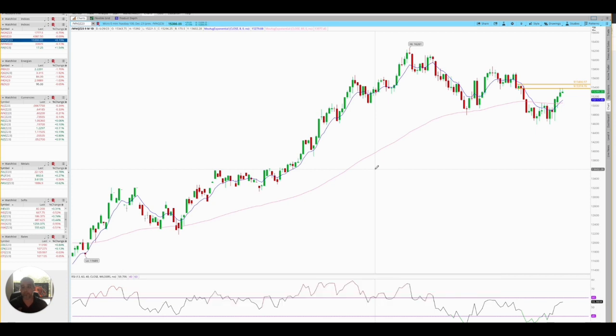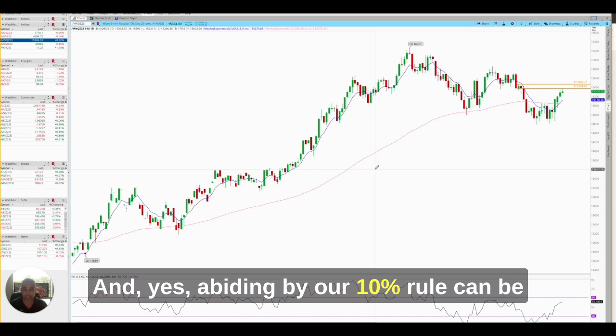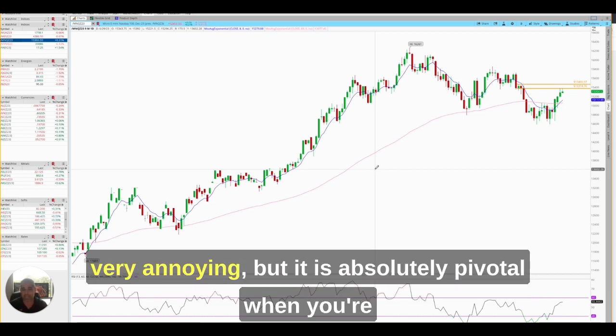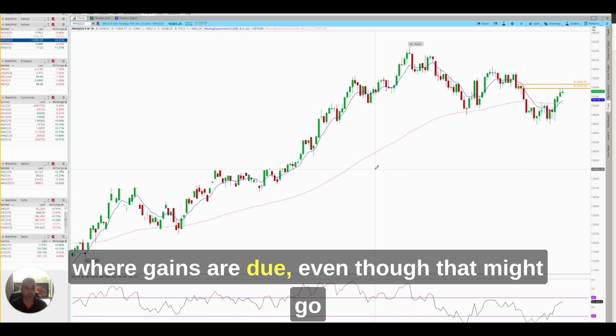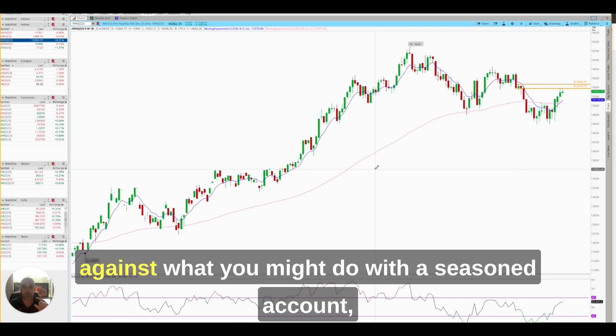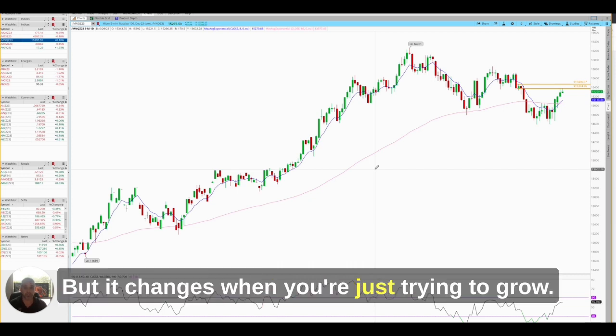So, but these are some of the keys. And yes, abiding by our 10% rule can be very, very annoying, but it is absolutely pivotal when you're growing your account. You have to take your gains where gains are due, even though that might go against what you might do with a seasoned account, which is let those winners run no matter what. All right. But it changes when you're just trying to grow.